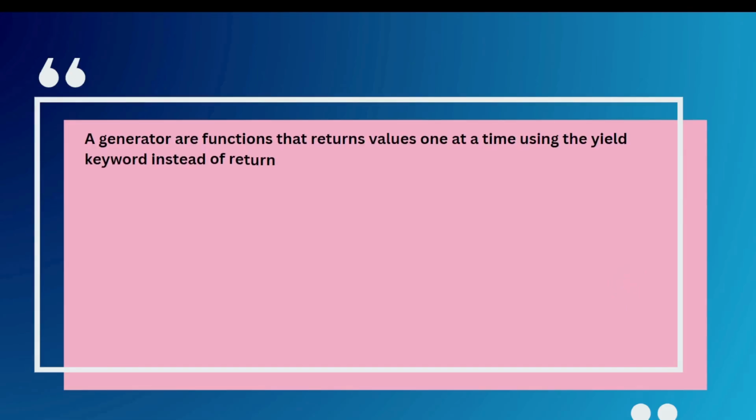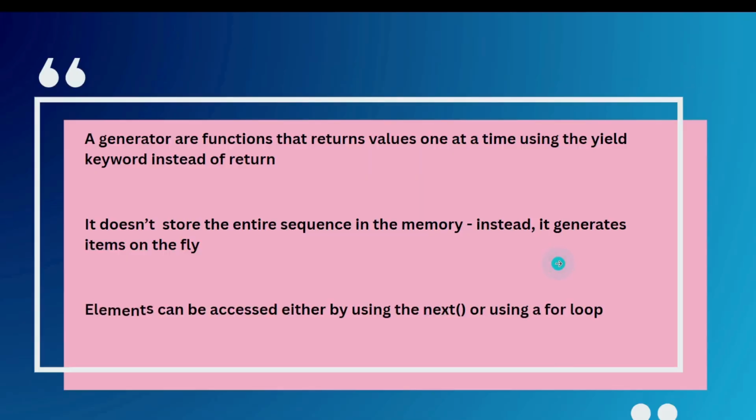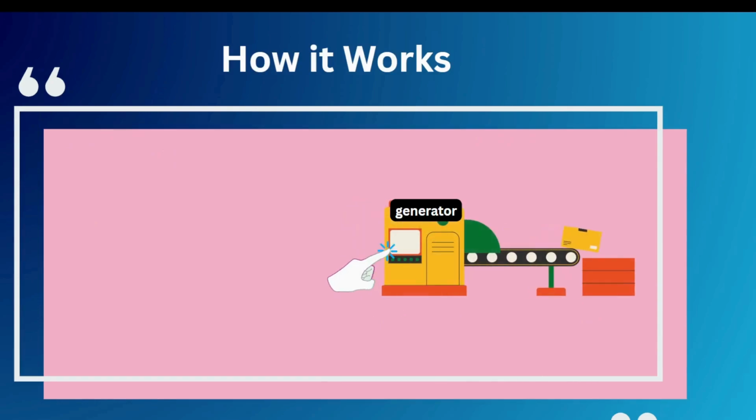A generator is a special type of iterator that returns values one at a time using the yield keyword instead of return. It doesn't store the entire sequence in memory. Instead, it generates items on the fly. Elements can be accessed either by using next or by using a for loop to iterate.